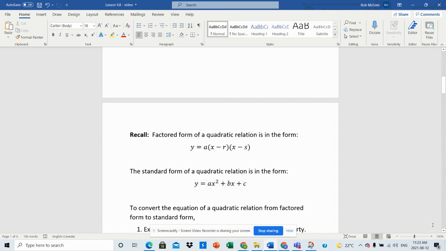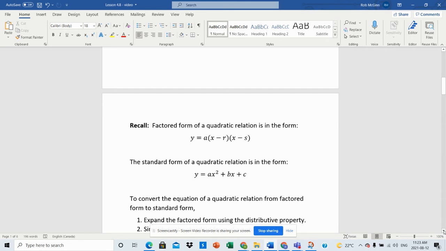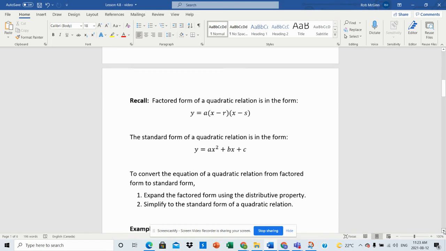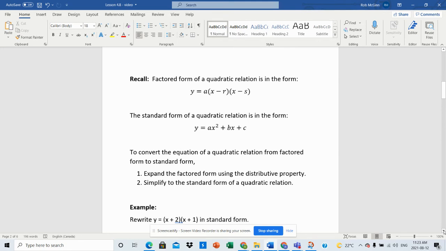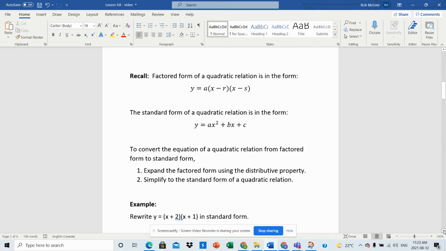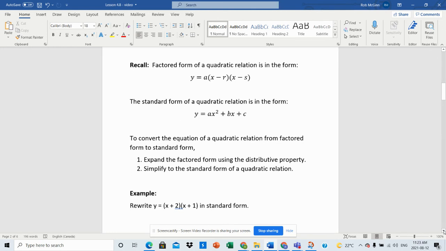So we can get some good information from these forms, and now we're going to learn how to flip between them. So to convert the equation of a quadratic relation from factored form to standard form, we're just going to follow these steps. We're simply going to expand the factored form using the distributive property, and then we're going to simplify by collecting like terms to the standard form of a quadratic relation. So we're going to use an example here. We want to rewrite y equals x plus 2 times x plus 1 in standard form.